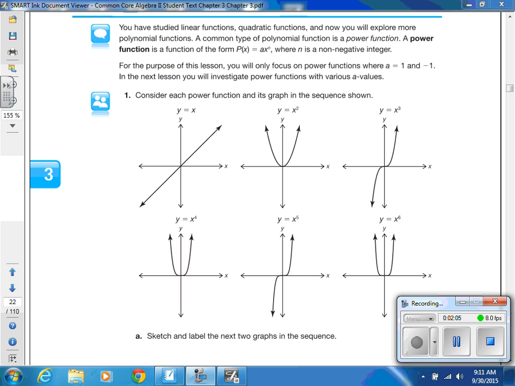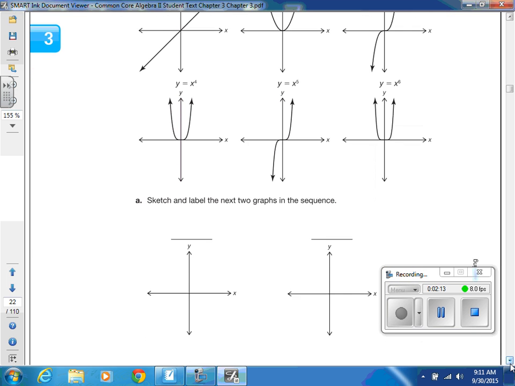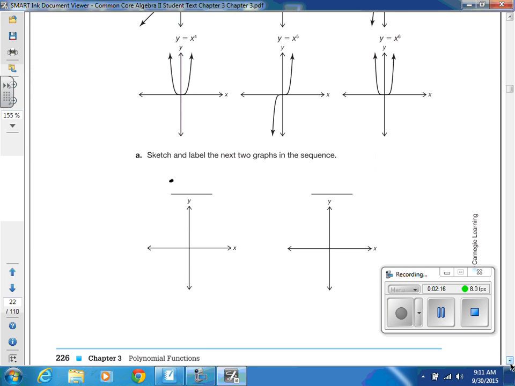Yeah. Alright, sketch and label the next two graphs. So what do you think the next two graphs will look like? It's going to be y equals x to the 7th, y equals x to the 8th. That's what you're looking at right there, those two. So what do you think x to the 7th is going to look like? Yep, it's going to be like this. And x to the 8th? Yep. Touchdown. Oh, it is a touchdown. Okay. Good.